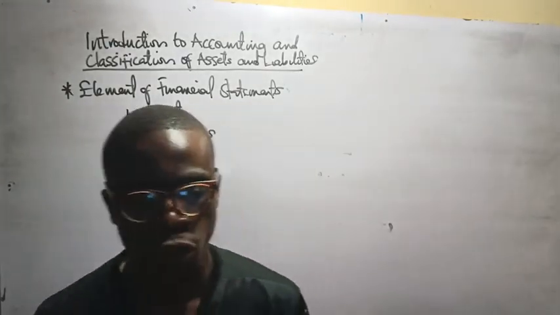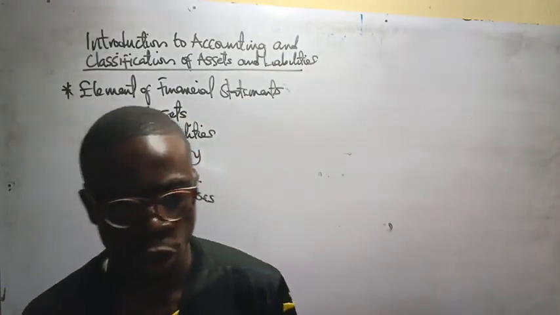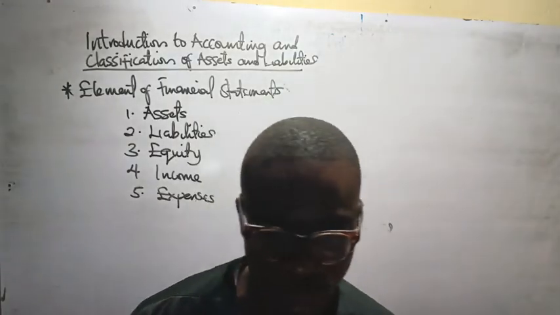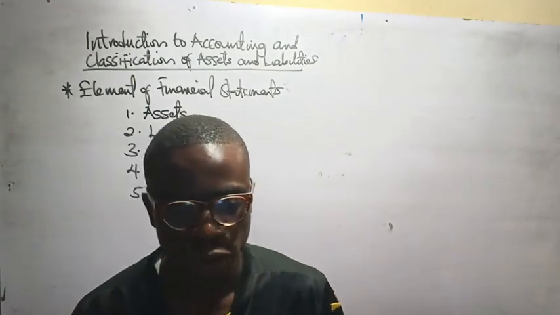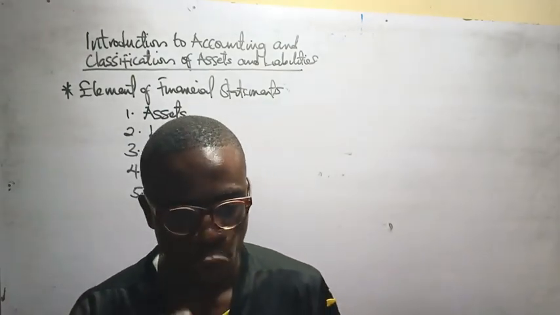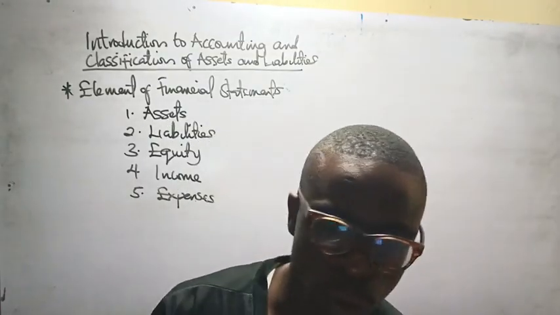So let's go to examples of equity. We have common stock. We have preference stock. We have retained earnings. We have paid-up capital. We have treasury stock. So let me go to common stock.